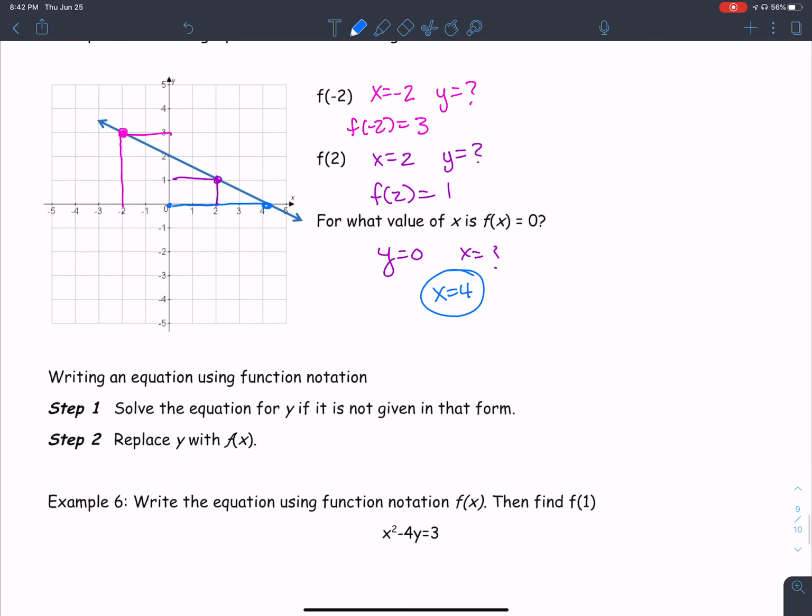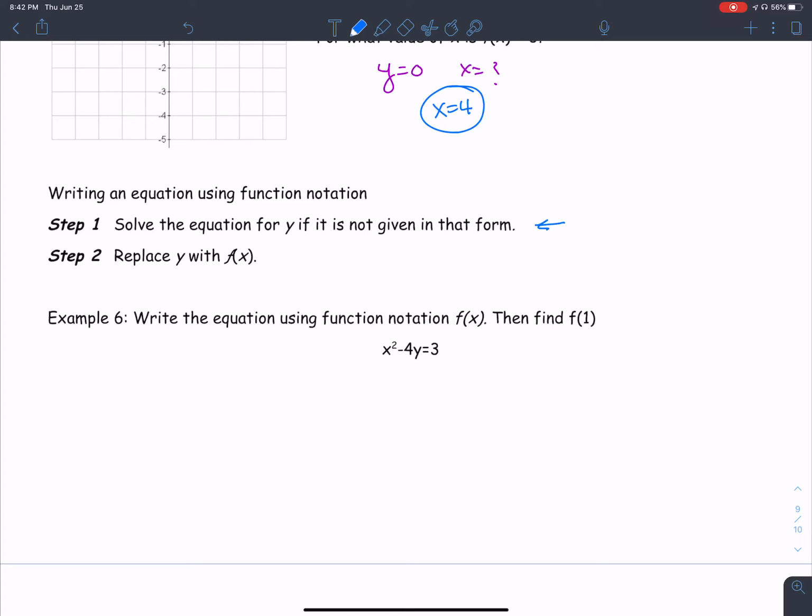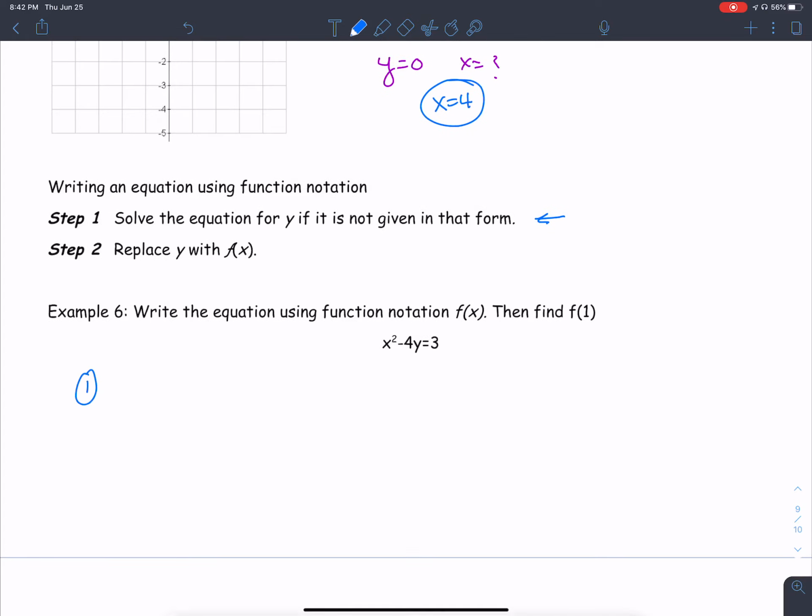So we're going to write an equation using function notation. So solve the equation for y, then we replace y with f of x. So here we go. Write the equation using function notation, then find f of 1. So first step, we got to solve for y.